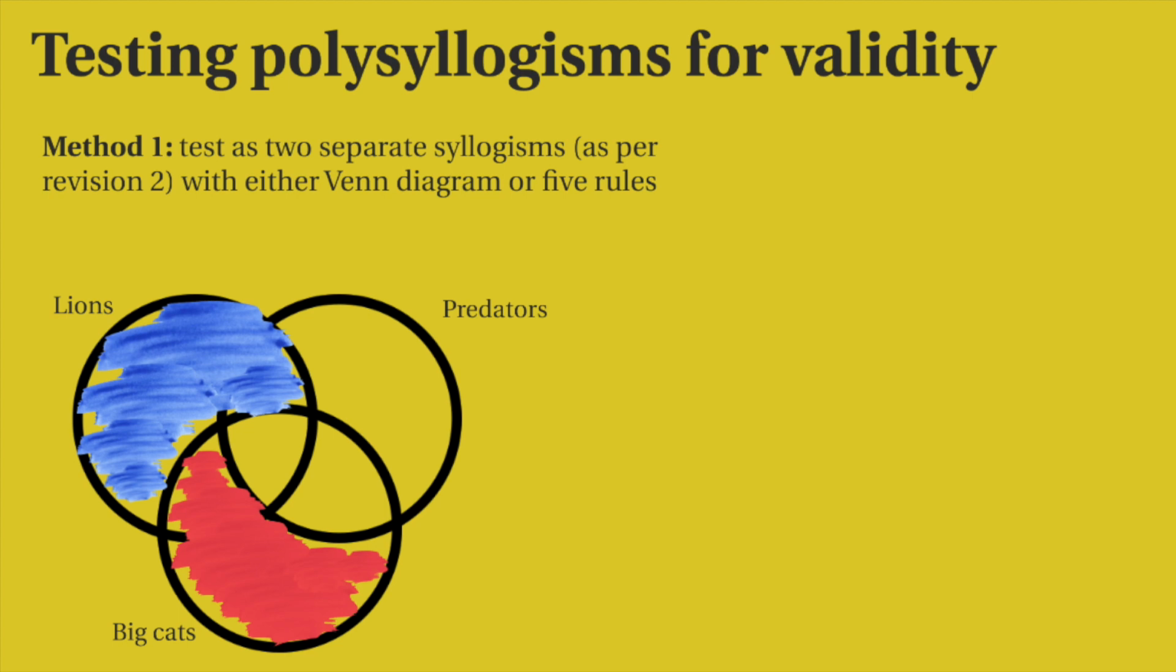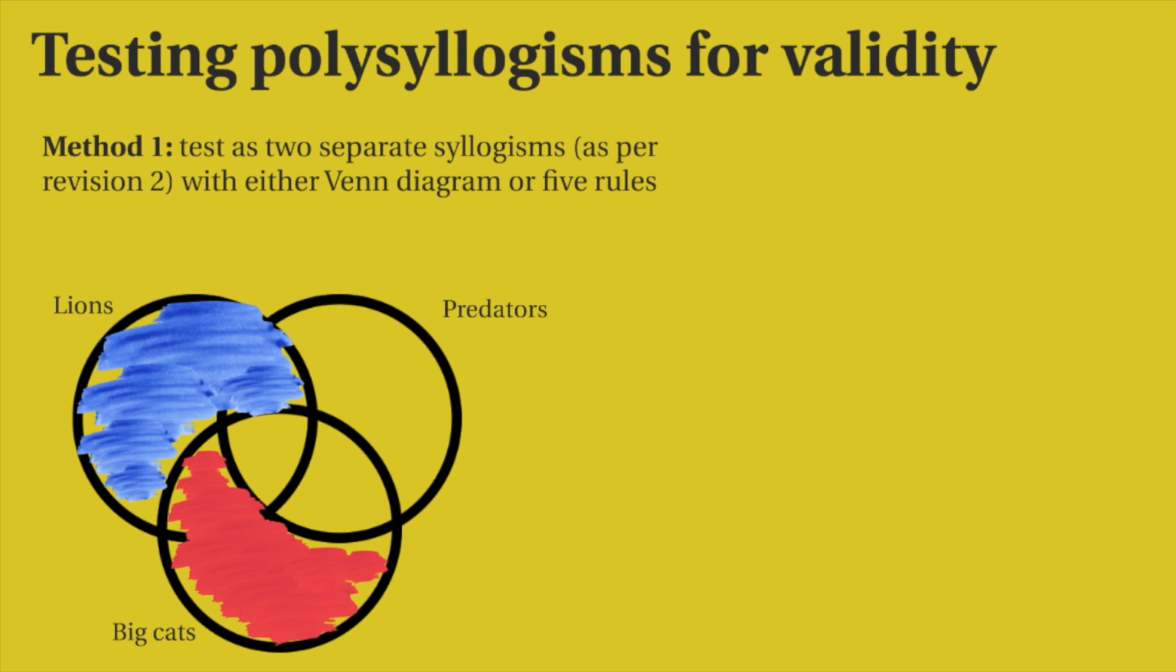And the Venn diagram will work well for testing our polysyllogisms. But there are two methods for using a Venn diagram. First, now that we have separated each argument, we can look at the validity of each argument within the sorites. So for our first argument, we would have three circles for lions, predators, and big cats. We would shade in to rule out all parts of the big cat circle that are not part of the predator circle. And then we would shade in all parts of the lion class that are not part of the big cat category. This shows us that all lions are predators.